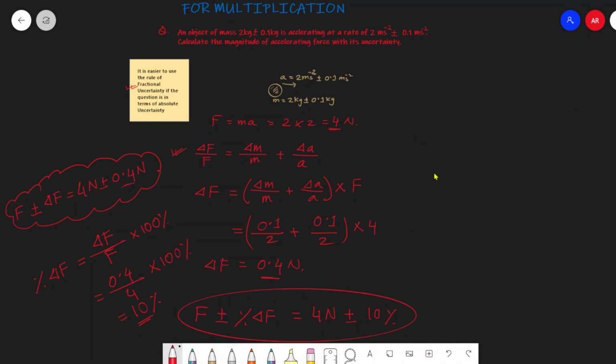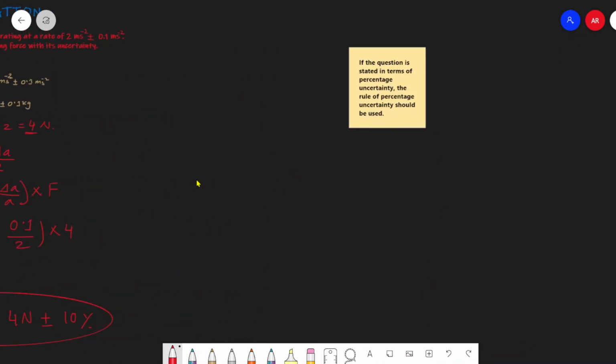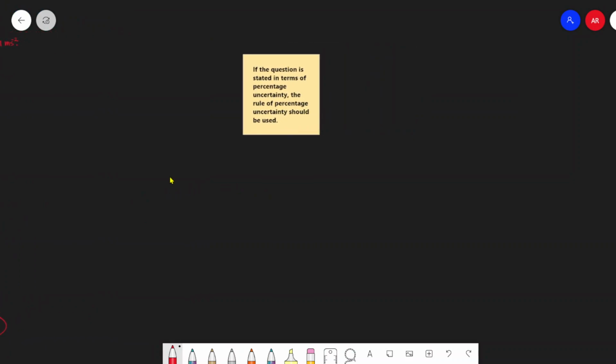Okay. Now the thing is that the question might not be asked or stated in terms of the absolute uncertainty. If the question is stated in terms of the percentage uncertainty, how do we deal with that? If you just look at this note, if the question is stated in terms of percentage uncertainty, the rule of percentage uncertainty should be used.